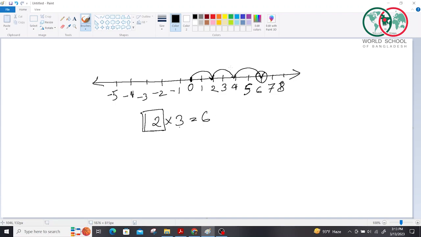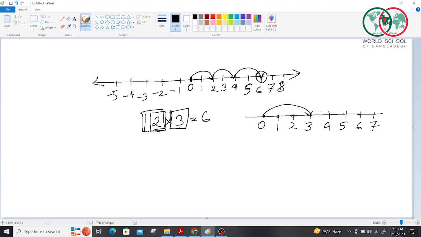Again, we could have taken the length of the jump as 3 and the number of jumps as 2. One jump 1, 2, 3, second jump, and we have again reached 6. So we can alternate between these two, but we have to remember that one will be the length of the jump and the other will be the number of jumps.